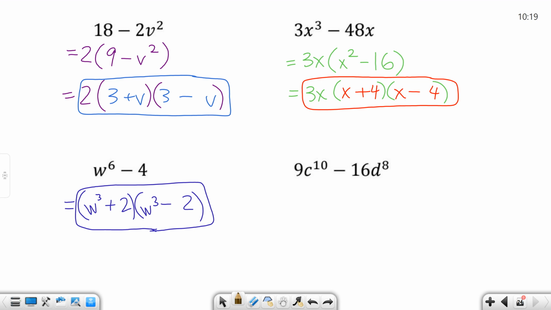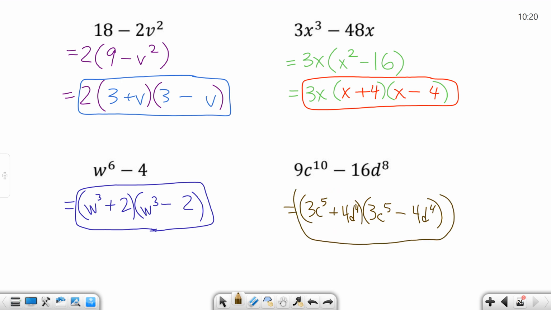So now what do I square to get 9c to the 10th? Well, to get 9, you have 3, and to get c to the 10th, you do what? Half the power, c to the 5th. So 3c to the 5th times 3c to the 5th, right? And then how do you get 16d to the 8th? Well, 4, and then d to what power? The 4th, right? Half of 8 is 4, so 4d to the 4th. And then one of them is plus, and the other is minus. Again, you have powers bigger than 1, but if you investigate that, there's no way to factor either one of those, okay? So that is our final answer there, right?